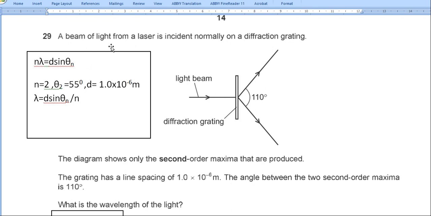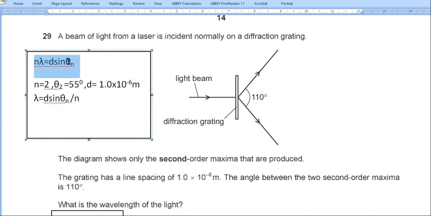Okay, again, a beam of light from a laser is incident normally on a diffraction grating. The diagram shows only the second order maxima that are produced. The grating has a line spacing so much. The angle between the two second maxima is 110. What is the wavelength of the light?